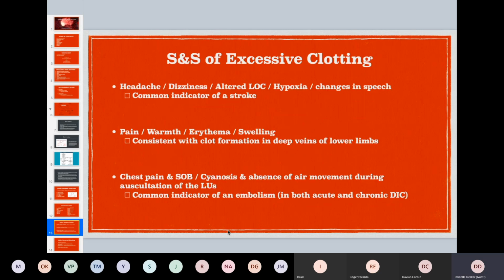Signs and symptoms of excessive clotting include headache, dizziness, altered levels of consciousness, hypoxia, and changes in speech. All of this can be a common indicator of a stroke. For people who have clots forming in the deep veins of their lower extremities, you'll see pain, warmth, arrhythmia, and swelling. Chest pain, shortness of breath, cyanosis, and absence of air movement during auscultation of the lungs can be a common indicator of an embolism, and this can be seen in both acute and chronic DIC.